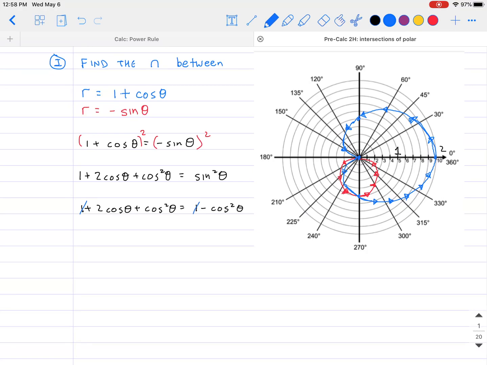So the ones are going to be canceling out with each other. And everything I'm going to go ahead and put on the left-hand side because, again, I see cosine squared theta, so that tells me that I am going to have a quadratic, and therefore I should be factoring.